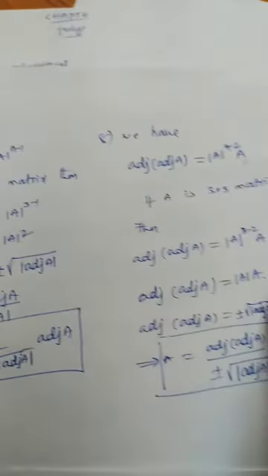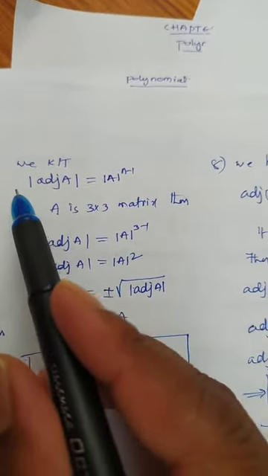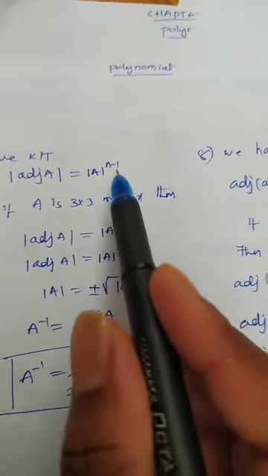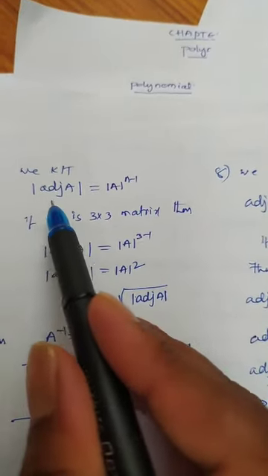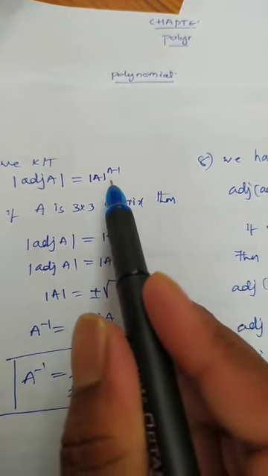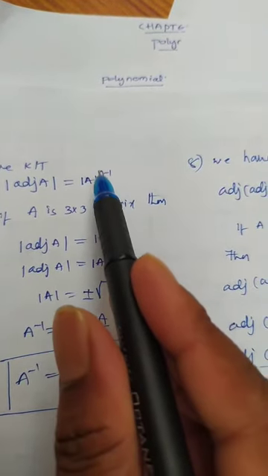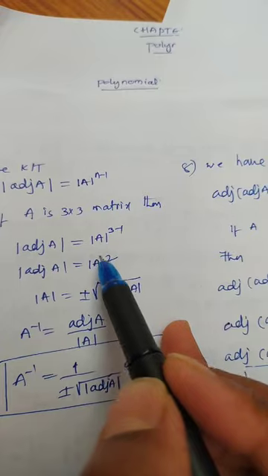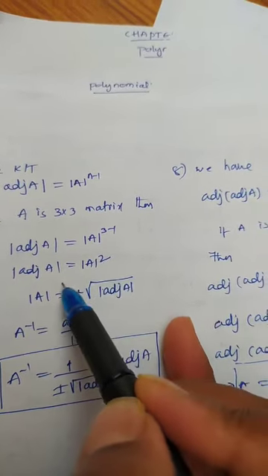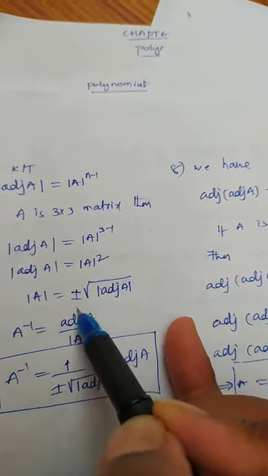How to get this? See this one. We know that det of adjoint A is det A power n minus 1. Already we proved this in the theorem. Here n is the order of the matrix. So 3 by 3 is the order of the matrix. If you put n equal to 3, you will get det A whole square. So det A equals, by sending the 2 to this side, plus or minus root of det adjoint A.